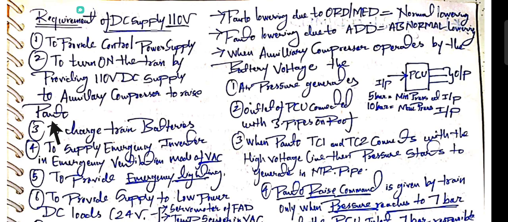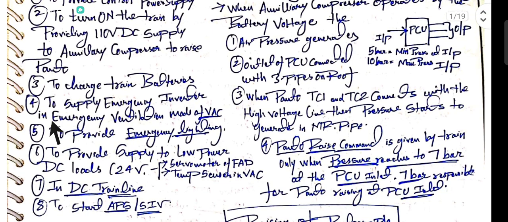Why do we need 110 volt DC supply? To drive the auxiliary compressor. Auxiliary compressor will generate compressed air, and by that compressed air our pantograph will get raised. Okay, third, to charge train batteries. In order to charge train batteries, we need 110 volt DC supply.